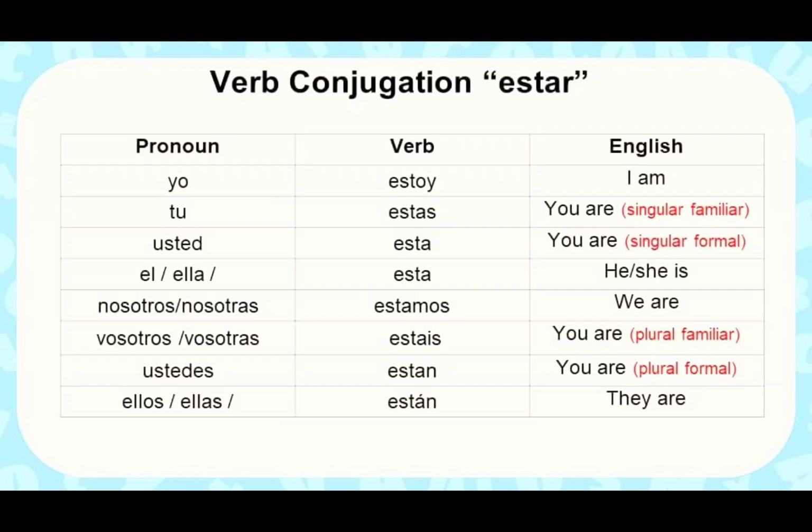Learn how to conjugate estar in el presente in Spanish. Yo estoy, I am. Tú estás, you are, singular familiar. Usted está, you are, singular formal. Ella está, he or she is. Nosotros, nosotras estamos, we are. Vosotros, vosotras estáis, you are, plural familiar. Ustedes están, you are, plural formal. Ellos, ellas están, they are.